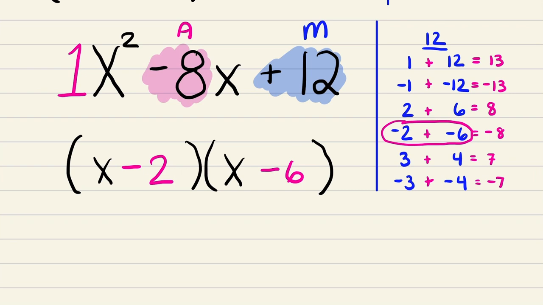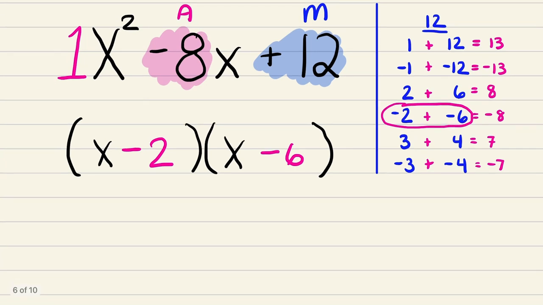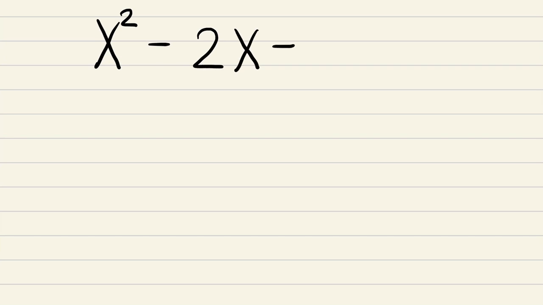So in the first situation, we had two positives. In this situation, we had two negatives. Let's take a look at one more circumstance. So in this case, we're going to write it as x squared minus 2x minus 15. And again, there's a 1 in front of the x squared.